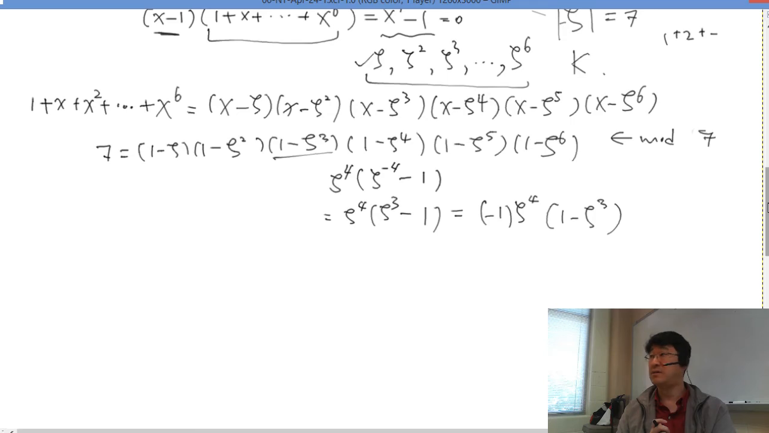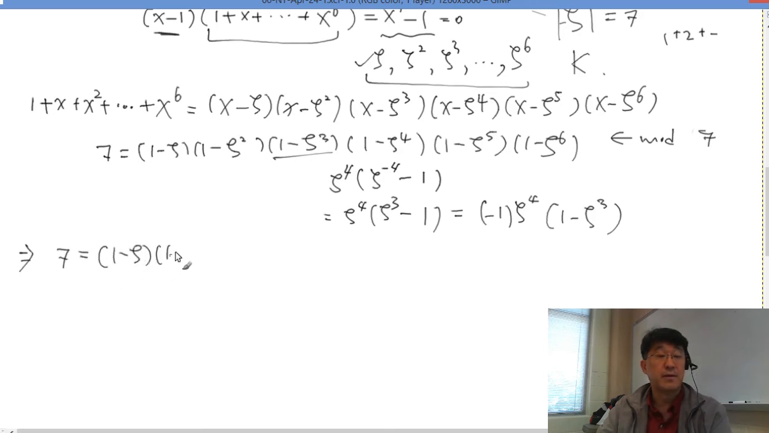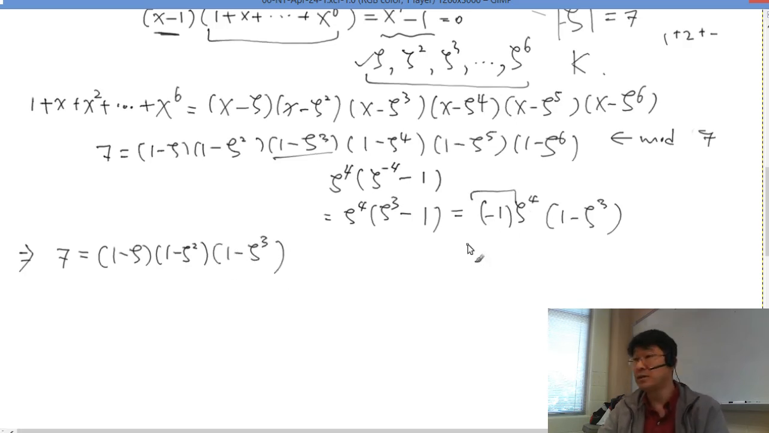Make sense? So I can change each of them like that. And I like to claim that 7, and I have 1 minus zeta, 1 minus zeta squared, 1 minus zeta to the third. All of them will look like that. Negative 1 and zeta to the fourth, and 1 minus zeta to the third. This one will be 1 minus zeta squared. This one will be 1 minus zeta to the first. So I hope you see there's exactly 2 of them coming in.